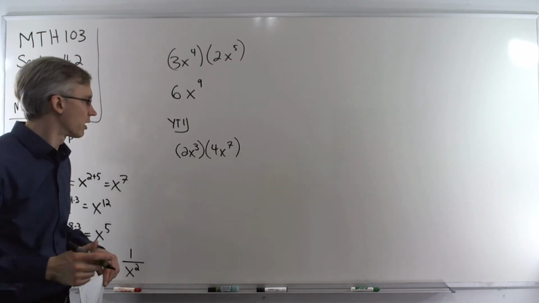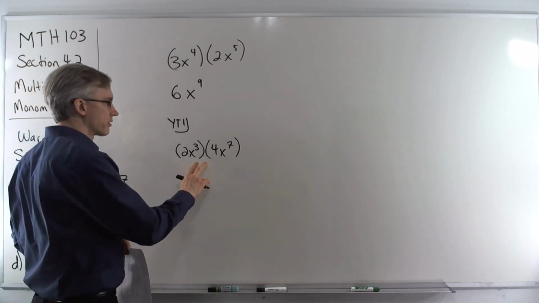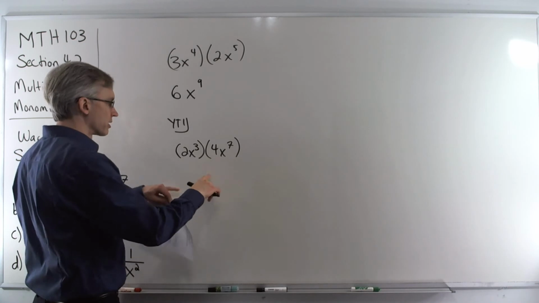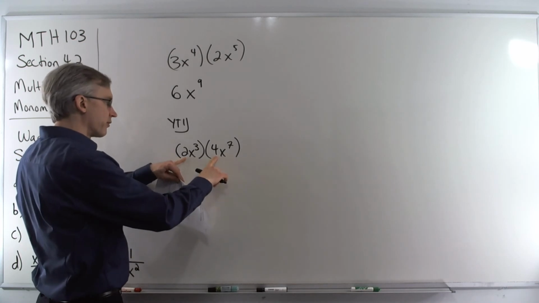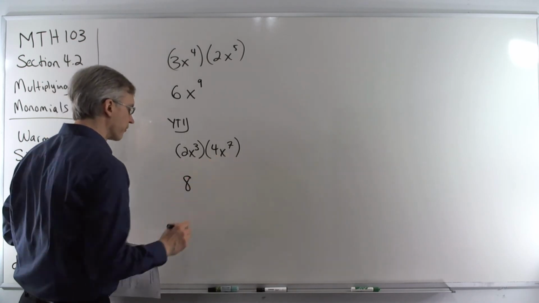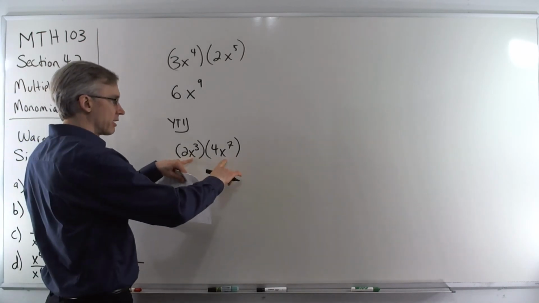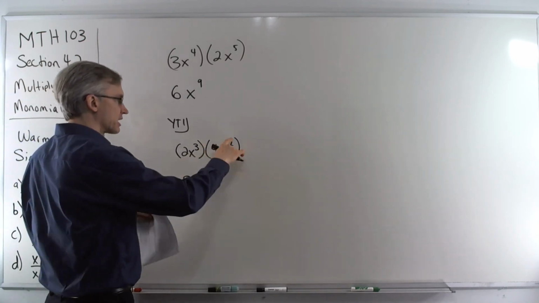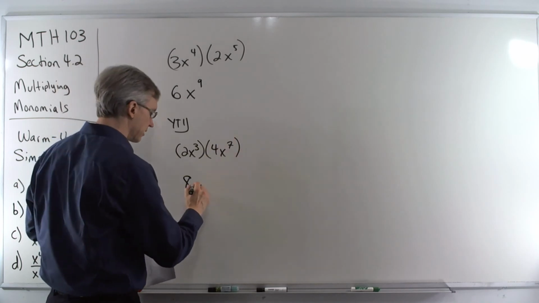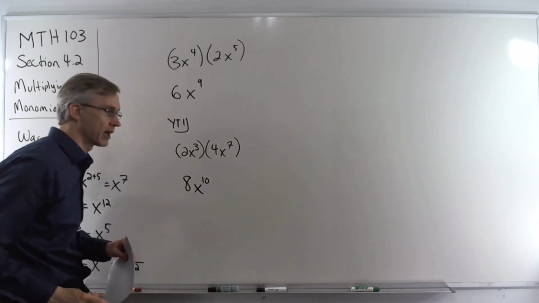So in your turn number 1, we are multiplying 2x to the 3rd times 4x to the 7th. So multiply the coefficients together, 2 times 4. That gives us 8 for the coefficient of the product. And now we're multiplying x to the 3rd times x to the 7th. Add those exponents together to get 10. So that is 8x to the 10th power.